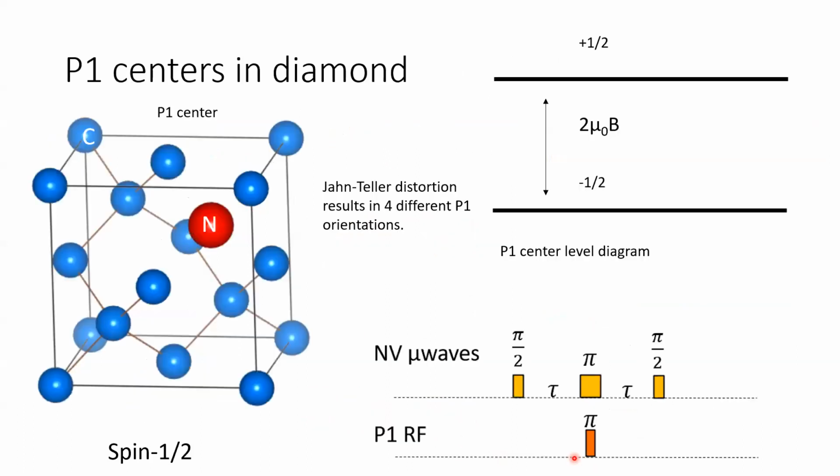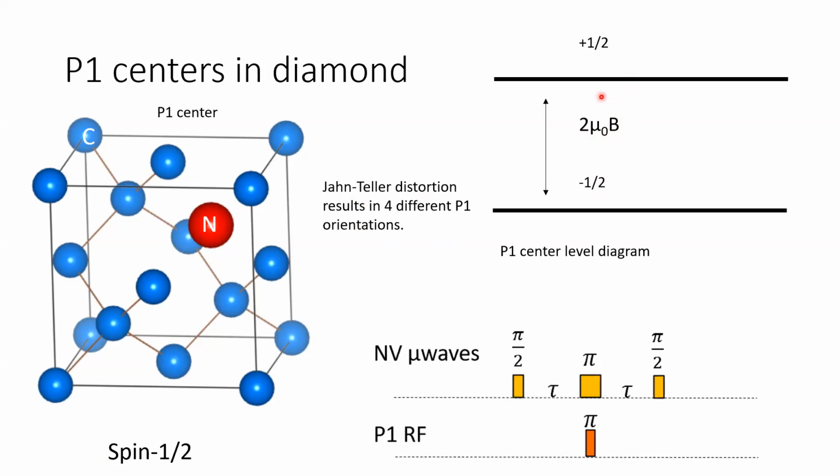Okay, so now the next defect that I'm going to be mentioning today quite a bit is called the P1 center. So again, we have this blue diamond lattice, and then we remove one of the carbons and replace it with a substitutional nitrogen. And it turns out, due to a Jahn-Teller distortion, that there are 4 different P1 orientations. But over here is the spin 1/2 level diagram for one particular orientation.